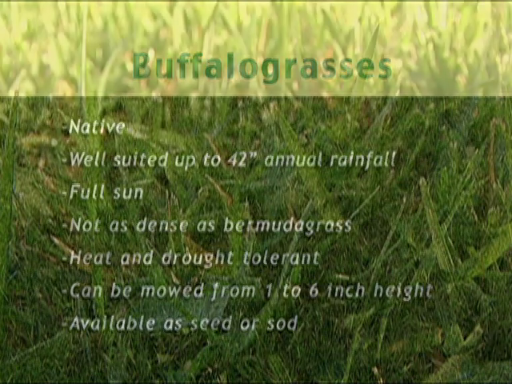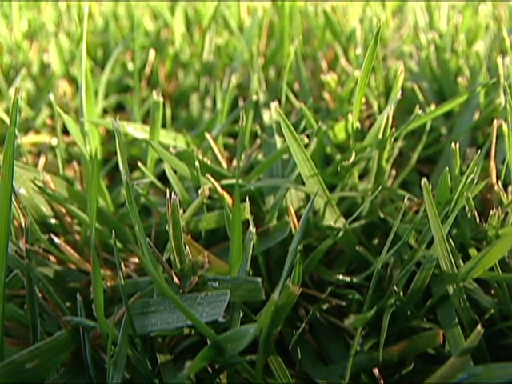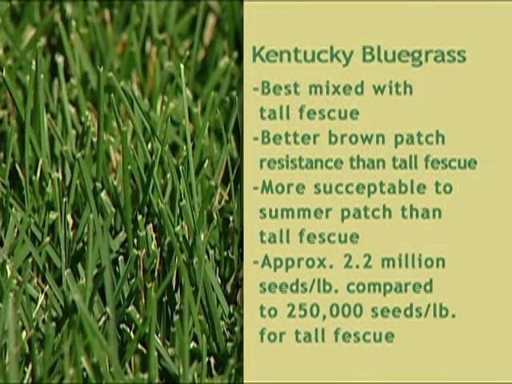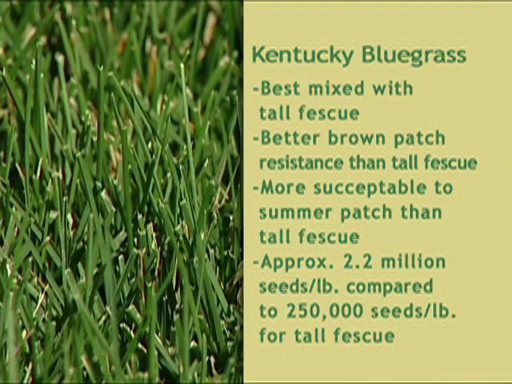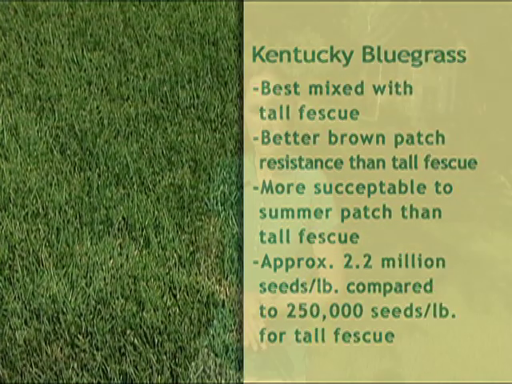In our lightly shaded areas, we want to turn to a fescue, a tall fescue, or more preferably a tall fescue Kentucky bluegrass mix. And the reason for using the mix is that the Kentucky bluegrass is more tolerant of certain diseases than the tall fescue. We can also use zoysia grass in light shade, and again, St. Augustine in the southeast part of the state.